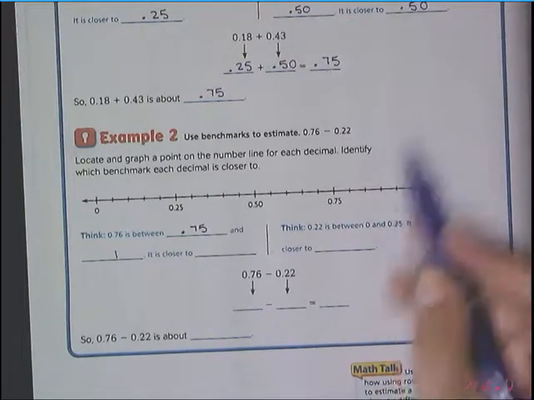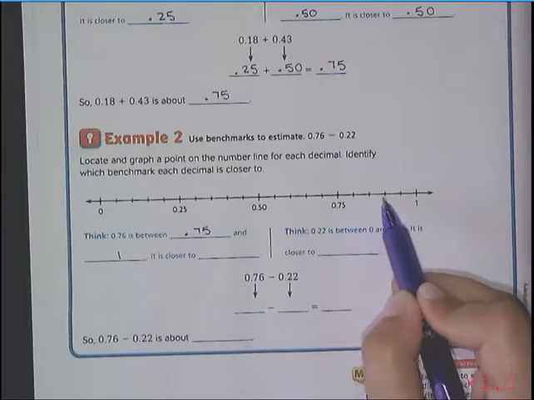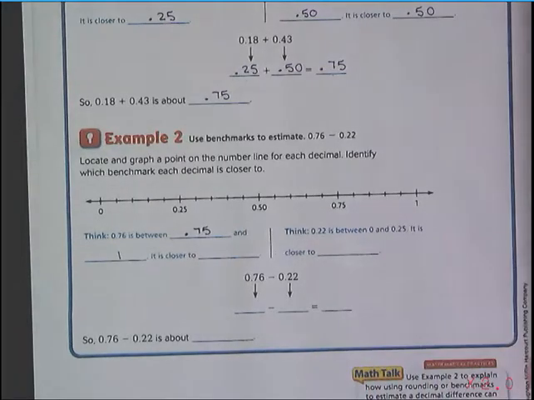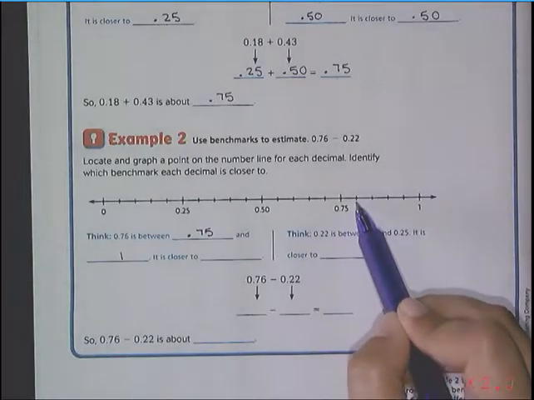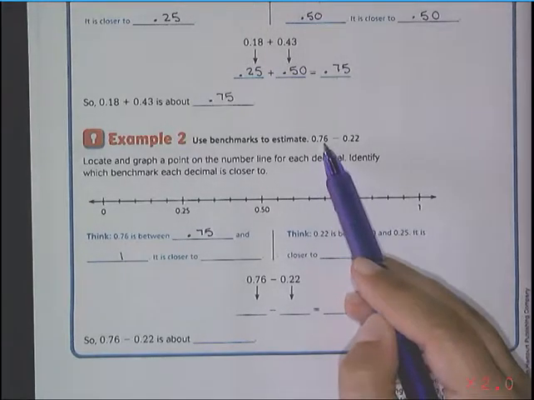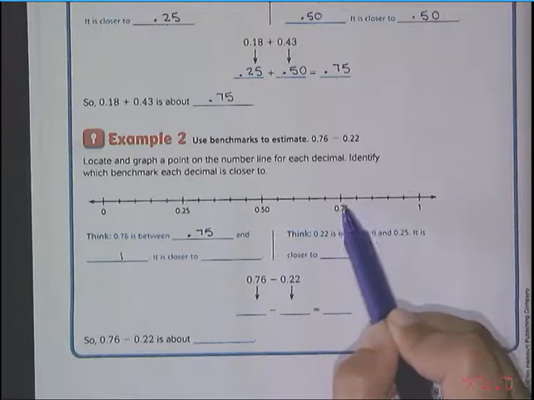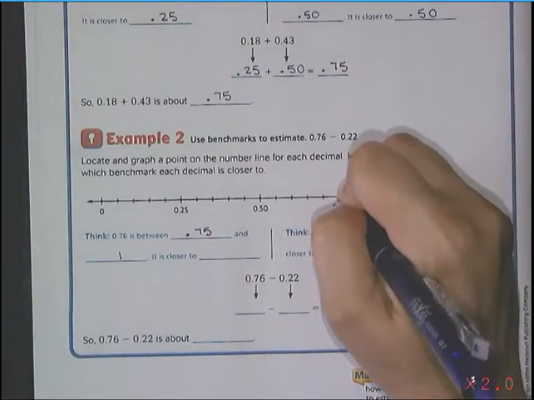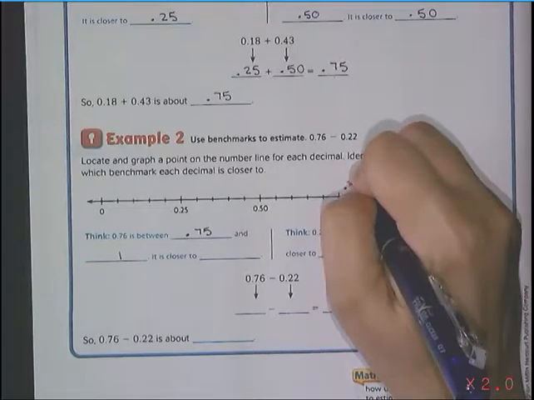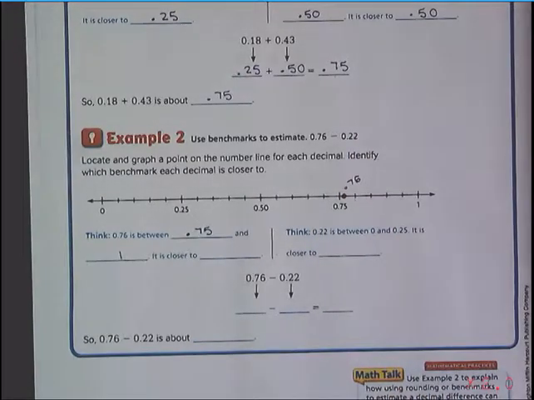Now, this one is set up like the other one, that they are in increments of 5. Okay, so if this is 0.75, this is 0.80. Well, 0.76 is less than 0.80, so I know it's going to be between here somewhere, and it's only 1 more than 0.75, so it's going to be really close. Okay.